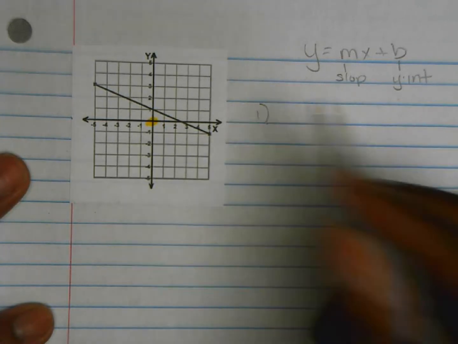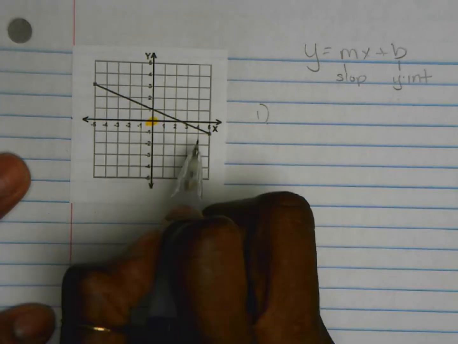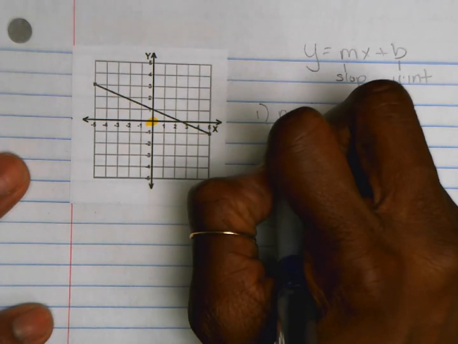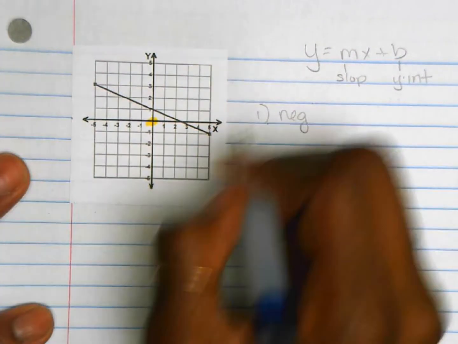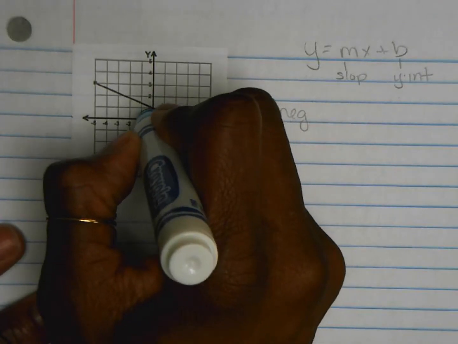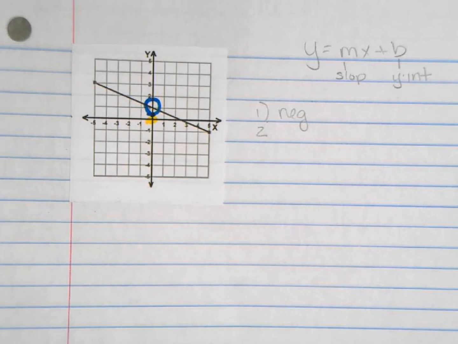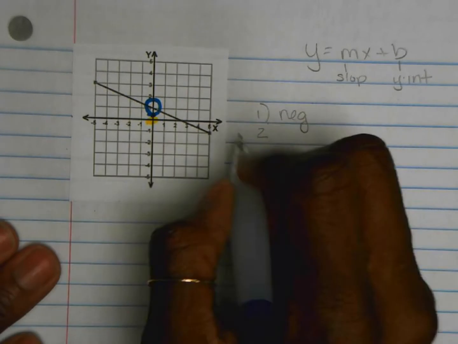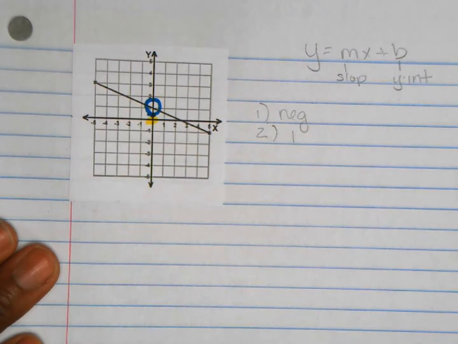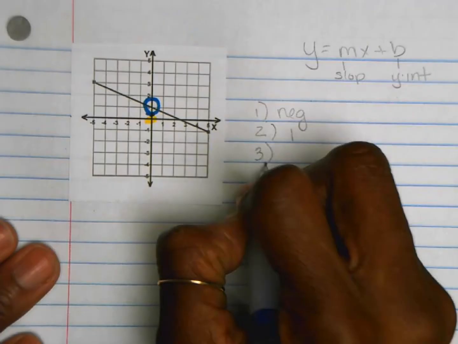So my first question is, is my slope positive or negative? Well, my line is going to the left. I see it just decreasing, so I know that my slope is negative. What is my y-intercept? My y-intercept, remember, is where does my line cross the y? So my y-intercept is 1. And then my third question is, what is the slope?